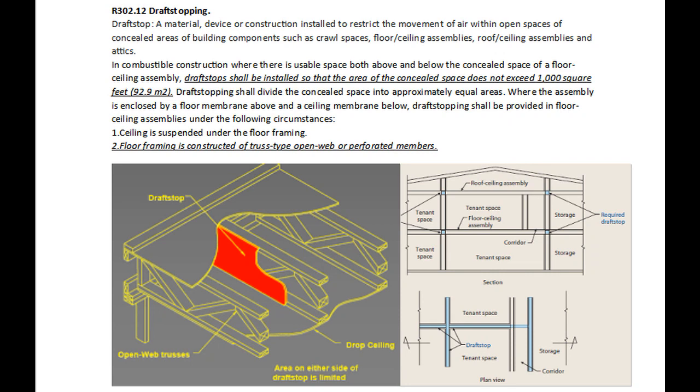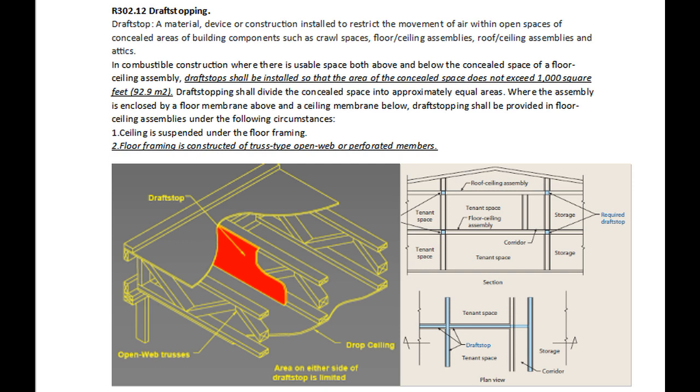R302.12. Draft Stopping. In combustible construction where there is usable space both above and below the concealed space of a floor ceiling assembly, draft stops shall be installed so that the area of the concealed space does not exceed 1,000 square feet. Draft stopping shall divide the concealed space into approximately equal areas.